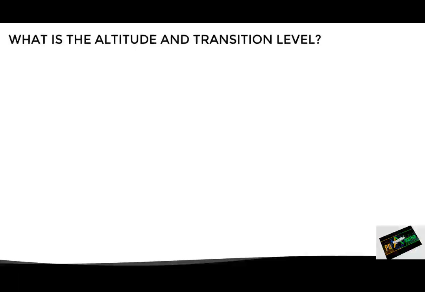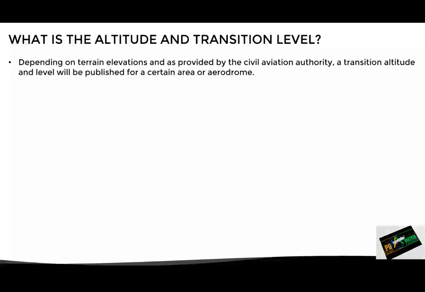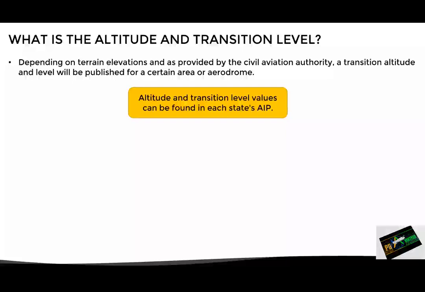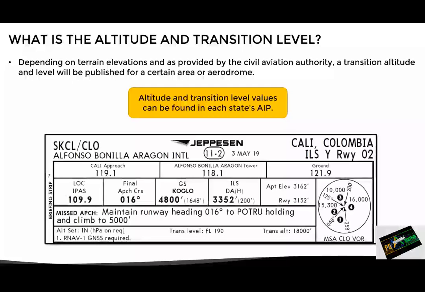You might be wondering by now, how do I know what is the transition altitude and transition level for a certain area? Well, depending on terrain elevations and as provided by the Civil Aviation Authority, a transition altitude and level will be published for a certain area or airport. These values can be found in the charts of each airport or in the aeronautical information publication of each country. For example, we can see in this chart for Cali, Colombia, that the transition altitude is 18,000 feet and the transition level is flight level 190.